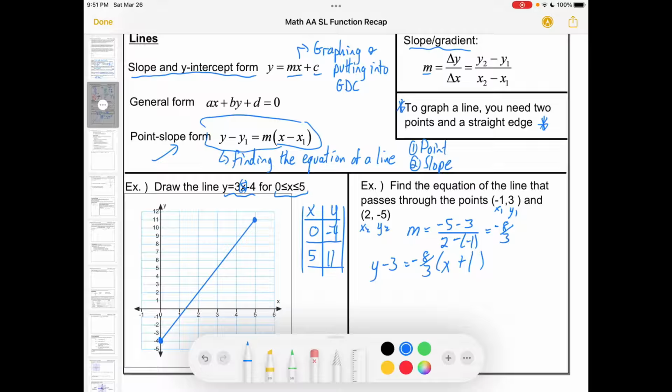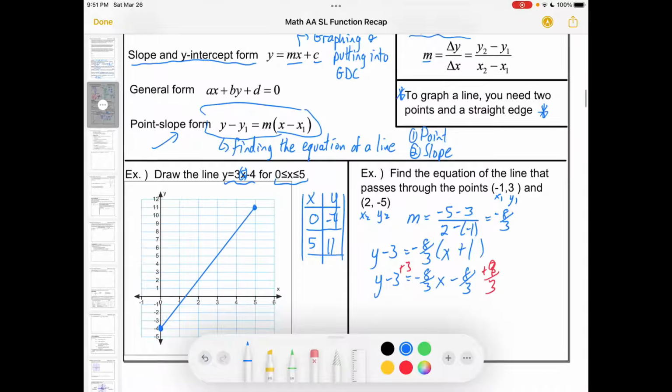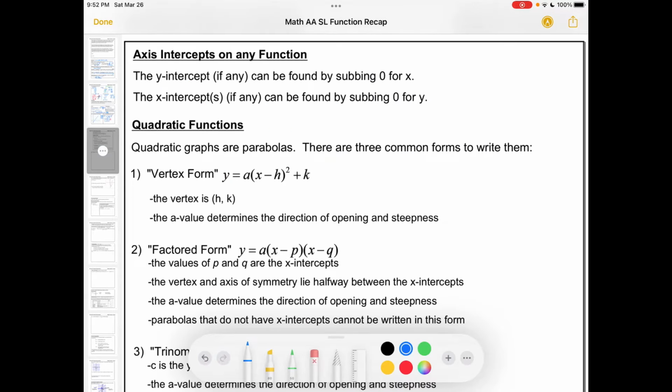Now, often we'll want it in y equals form when we're done, so let's just work it through. -8/3 x minus 8/3. I'm going to have to add 3 to both sides. And 3 is 9/3. So in the end, we'll have something like this. Y equals -8/3 x plus 1/3. And there we go. There's an equation for a line that passes through those 2 points. If you want, you could check it in your GDC and make sure that it actually goes through those 2 points. This leads us into considering parabolas.